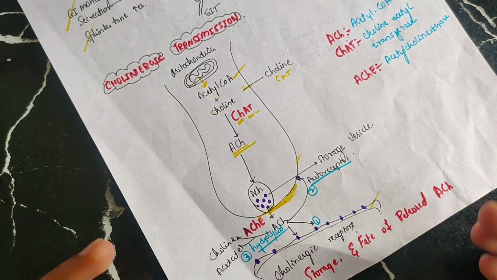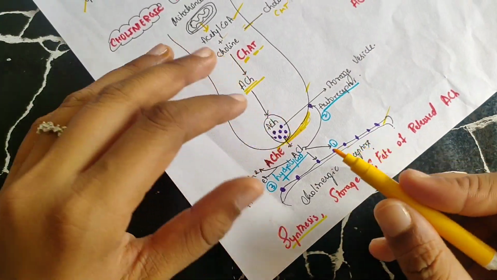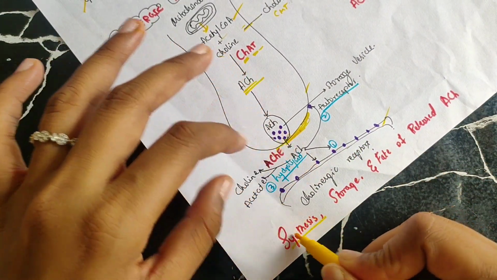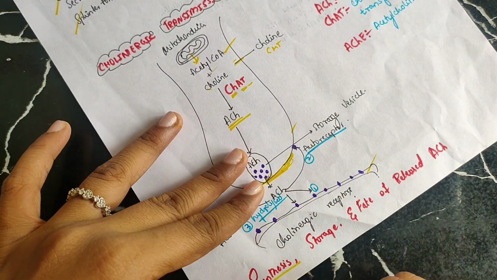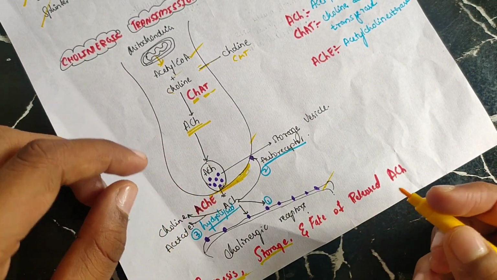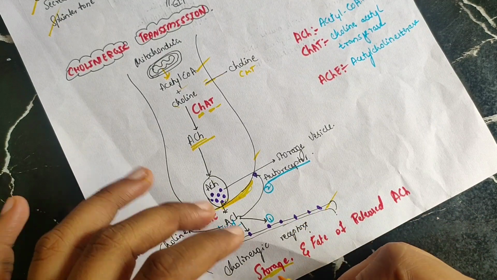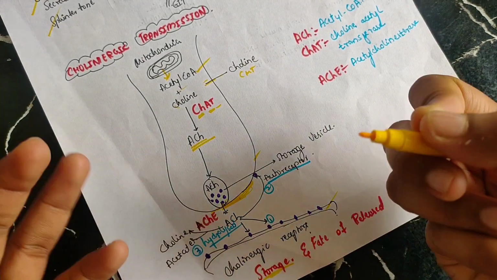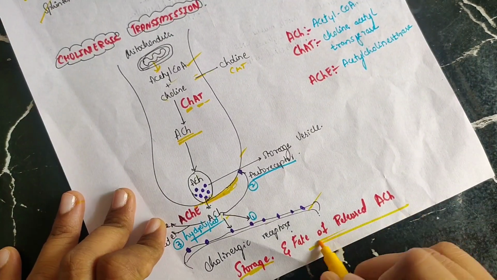Now, the fate of acetylcholine. I already spoke about the synthesis: choline and acetyl-CoA will combine in the presence of choline acetyltransferase to form acetylcholine. This is the synthesis. Storage: it is stored in the vesicles in the presynaptic neuron, and then they diffuse with the presynaptic membrane and are released out into the synapse. Now we will see the fate of this acetylcholine.